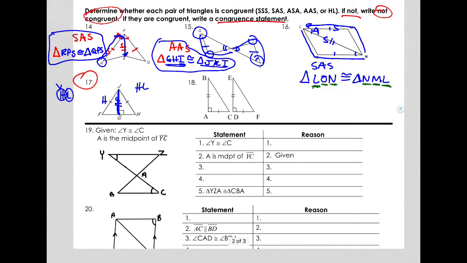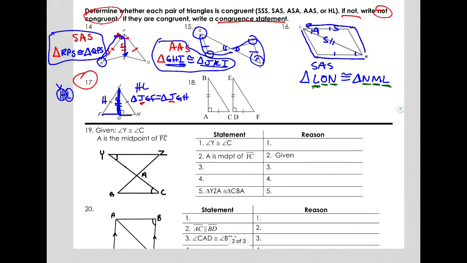And the congruent statement, once again, can vary. So I'm going to put triangle JGF is congruent to triangle JGH. Remember, as long as your letters are in corresponding places, then you're fine.